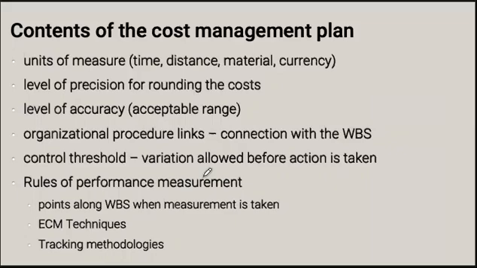Level of precision, so what kind of number of significant digits do we require in order to provide quotations, whether we need to go to single dollars, to significant figures, nearest thousand, and so on. So that also should be included. Level of accuracy, when we're estimating a cost of an activity and we don't have sufficiently detailed knowledge about the parameters of that activity to estimate accurately what the cost is, we should be able to estimate that cost within some range, and the cost management plan will specify what range that is.